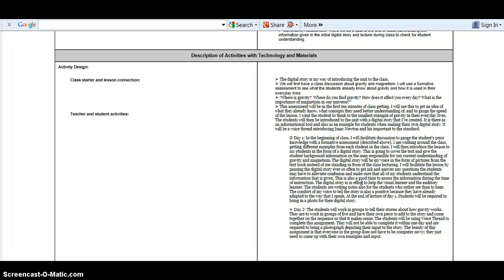Now, this will be asking them, like, where is gravity? Where do you find gravity? How does it affect you every day? What is the importance of magnetism in our universe?